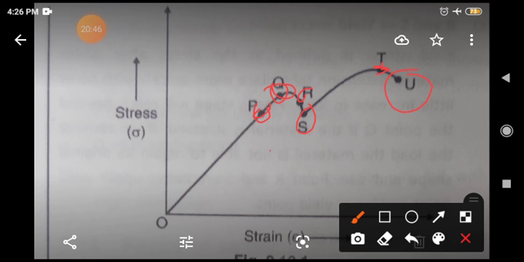Actually this is an experiment. From that experiment performed on a wire, they have plotted a stress strain relationship depending on the observations. Now that experiment we will study in the next lecture, and again we will study all these things in the stress strain diagram.